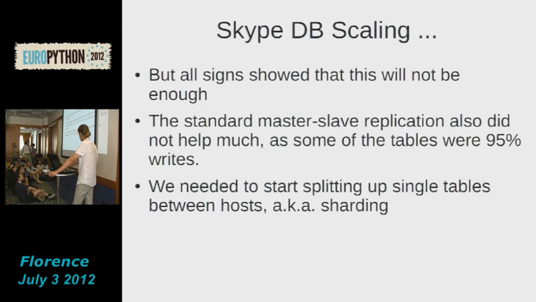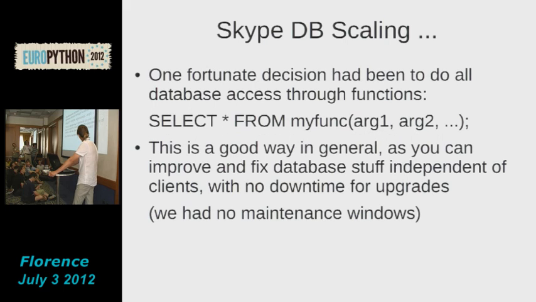But we saw that we can't continue very long with just functional splitting. We had to start splitting databases, single database tables, which is currently referred to quite often as sharding when you split up one database. And we had a very fortunate decision for that also done already early in database development. We did all the access to the database actually using functions. We didn't do any updates, inserts, deletes from the user code. It was also select from function, which is the PostgreSQL syntax for calling functions in databases.